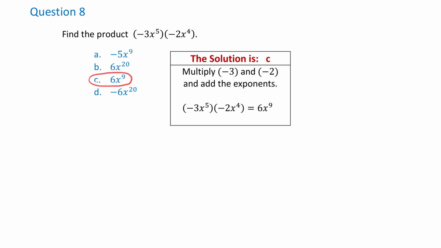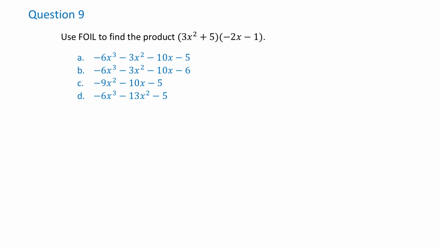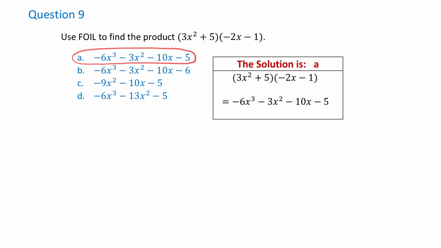Now let's continue with question 9. Use FOIL to find the product of 3x squared plus 5 and negative 2x minus 1. Please pause the video to find this product. And now let's see the correct answer. The correct answer is A.